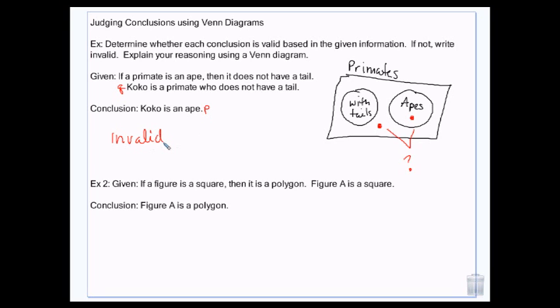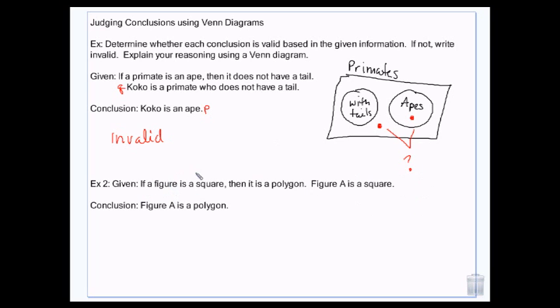And then as a counterexample, I could say, well, Coco's a chimpanzee. She's not an ape. Or she's a person. Coco could be my best friend. She's a person. She doesn't have a tail. Doesn't make her an ape, right?